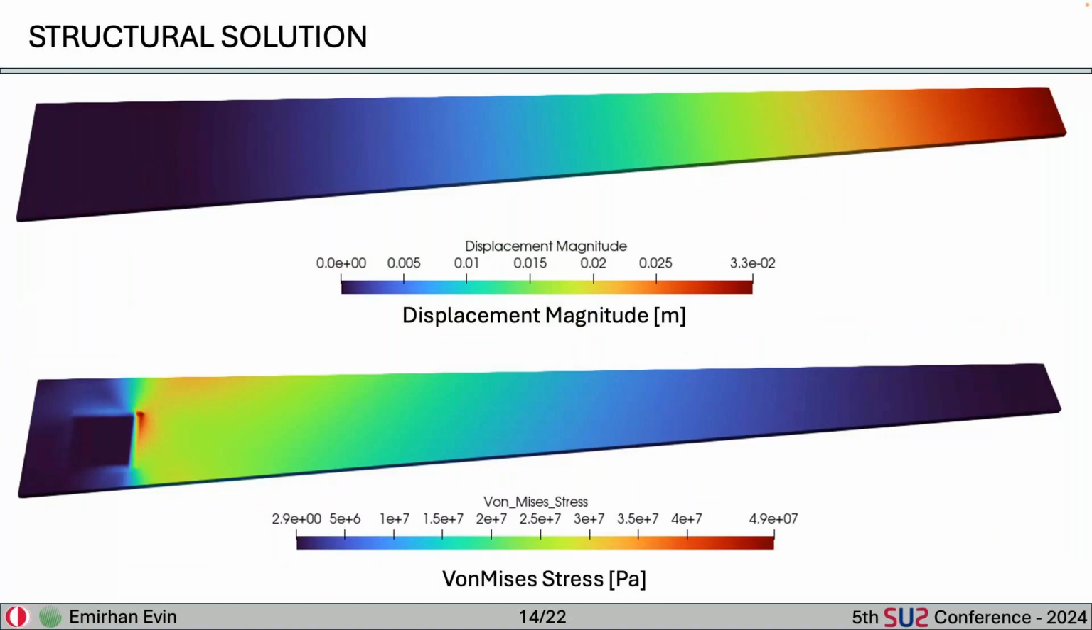Here we can see the displacement vector and moment stress on the wing structure model, with a 1 kilopascal difference between top and bottom.